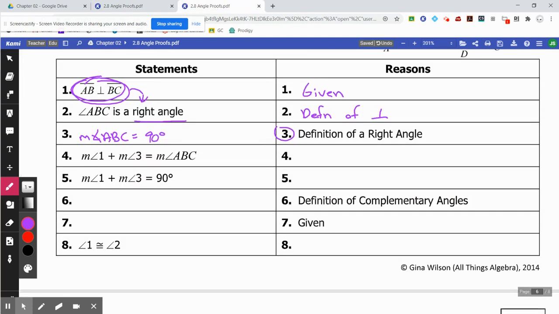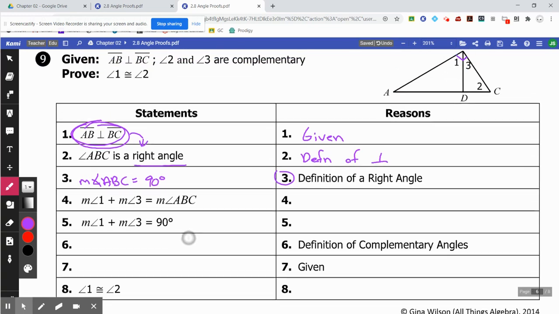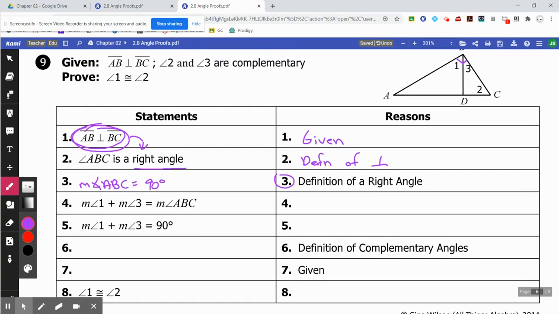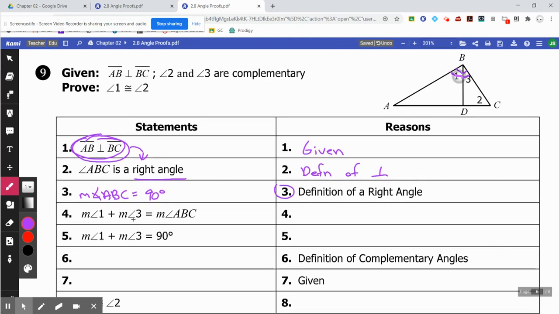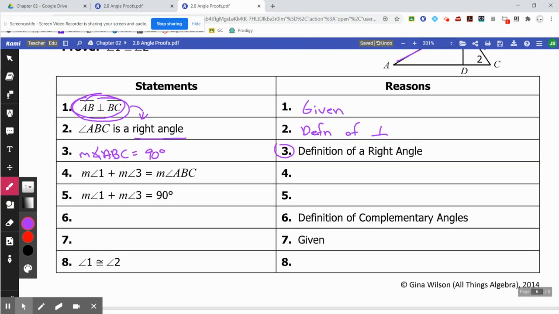So now, the next step says the measure of angle 1, which is right here, plus the measure of angle 3 is equal to the measure of angle ABC. So this angle plus this angle equals the whole angle. That is your angle addition postulate. So now we can combine those last two steps. If the measure of angle 1 and 3 is ABC, well, ABC is 90. So we can plug that in by substitution. That means the measure of angle 1 and the measure of angle 3 is also equal to 90.